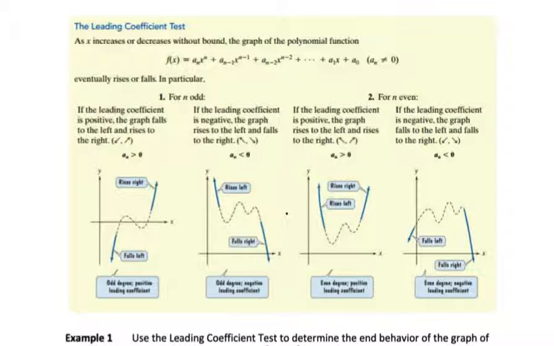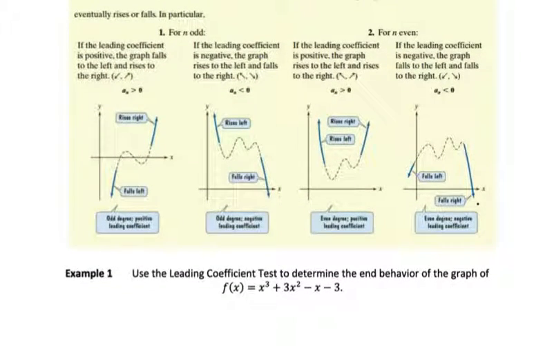If the degree is even, then they always point in the same direction. So for an even degree and the leading coefficient positive, the graph is going to have both sides rising, or both arrows pointing upward. If the leading coefficient is negative and the degree is even, then both sides are going to be falling, or both arrows are going to be pointing downward.